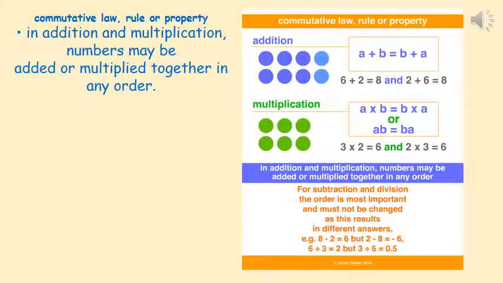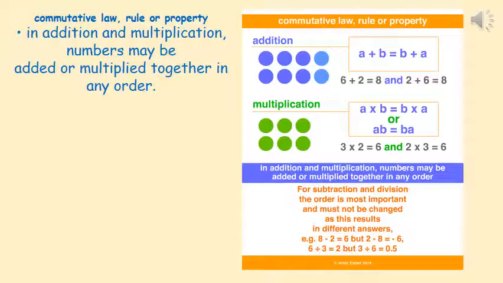As I keep going on about commutative, I thought I'd better explain what it means. There is a thing called the commutative law. It's a rule or property. So in addition, as well as multiplication, numbers may be added or multiplied together in any order because you get the same answer. So 6 add 2 equals 8, but also if you switch those numbers around, you still get the same answer: 2 add 6 equals 8. When we multiply, we have 3 times 2 equals 6. If we swap those numbers around, 2 times 3, we still get 6.